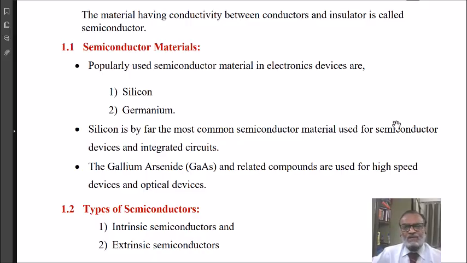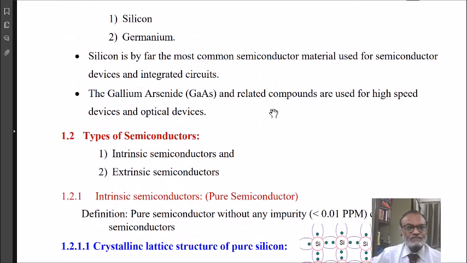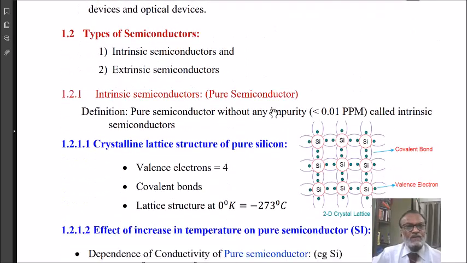Silicon is quite popular compared to germanium because germanium has much more temperature dependent performance. Gallium arsenide can also be used for high speed semiconductor device manufacturing. The semiconductor devices are nowadays mostly made using silicon and gallium arsenide.